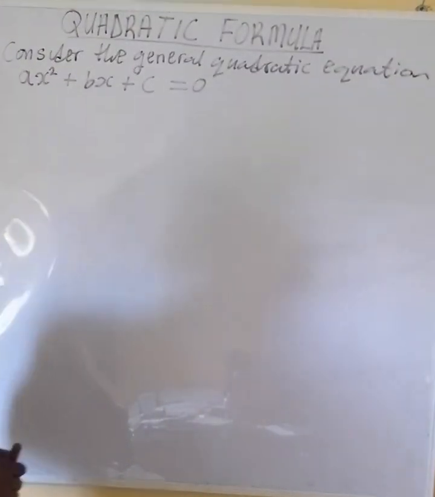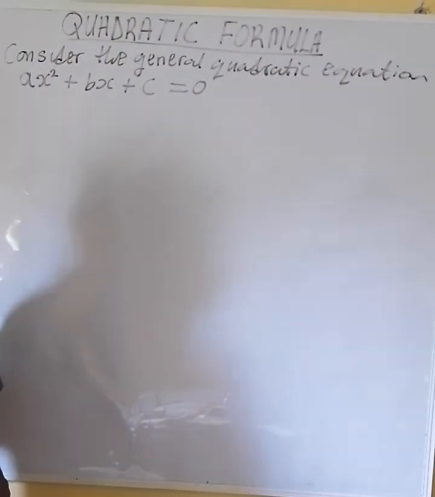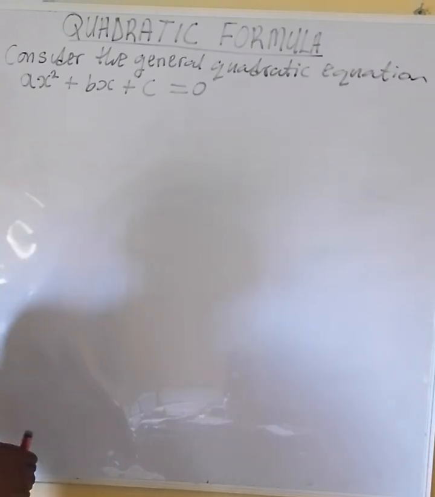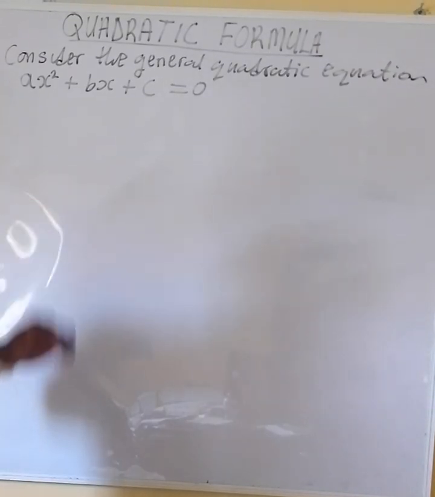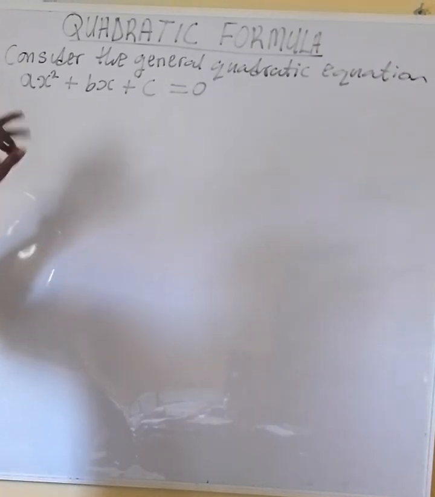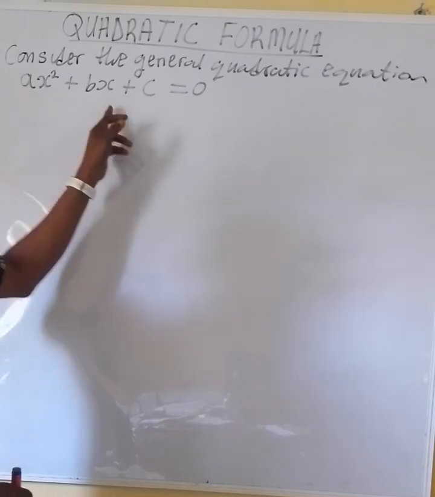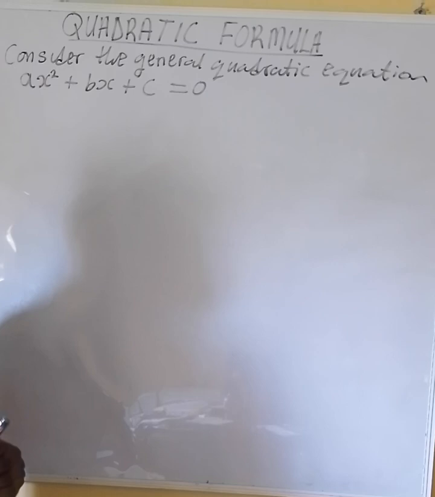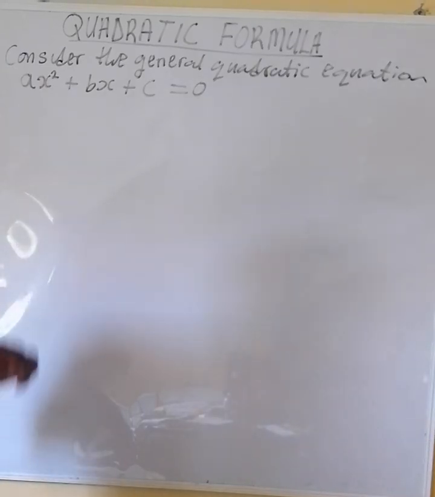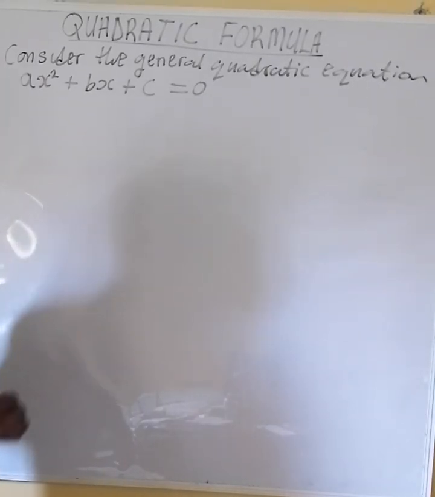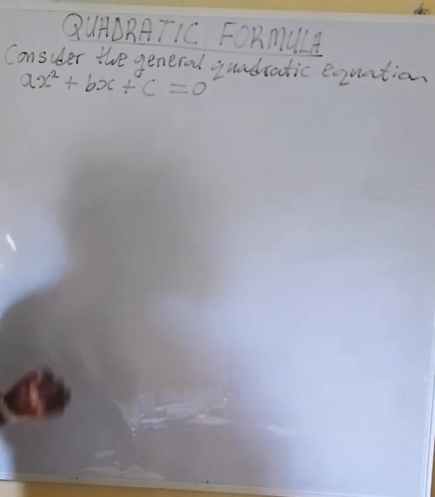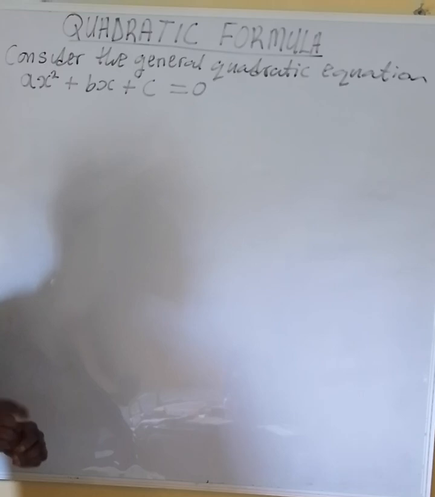This morning we are going to work on the quadratic formula. So consider the general quadratic equation, which says ax squared plus bx plus c equals 0. We are going to use this general quadratic equation to derive what we call the quadratic formula. So how are we going to do it? We are going to apply the completing the square method.